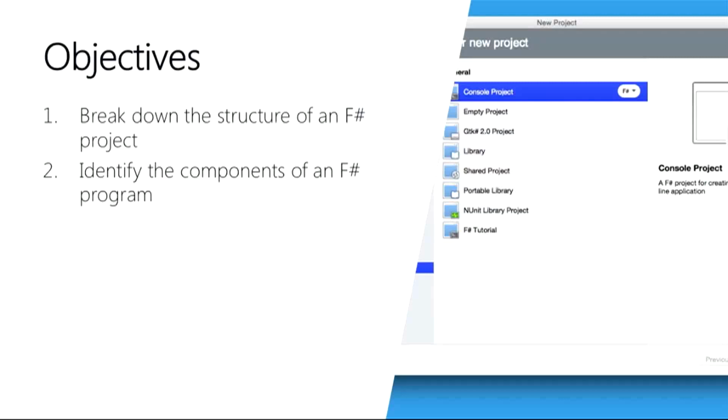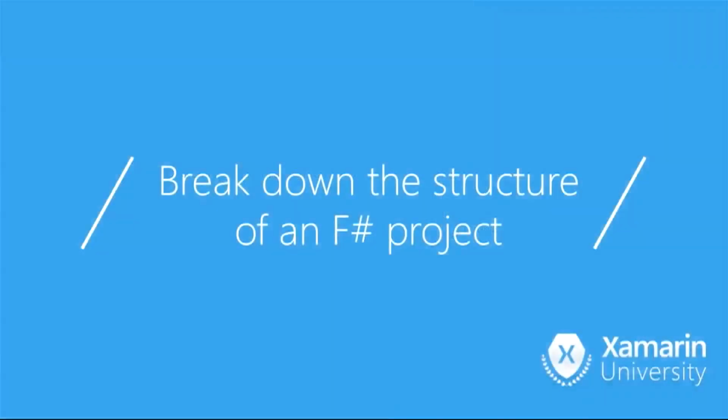And we've got two objectives for this. First, we're going to examine the structure of an F# application project. And you'll find that it's very similar to projects that you've worked on in C# in some ways, and drastically different in other ways. Next, we're going to examine the pieces that make up an F# application itself, and that includes namespaces, types, and modules, and how you can define and use them. So let's start with the F# application structure.